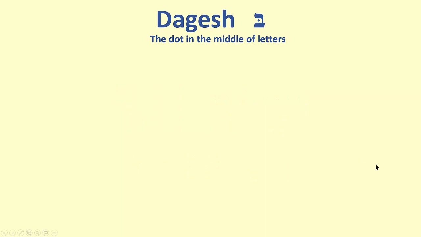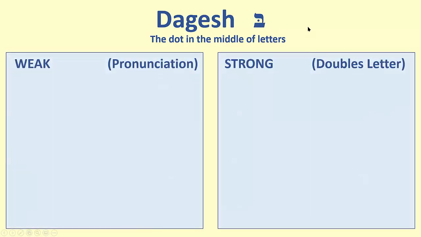This lesson will start with Dagesh. Remember, Dagesh is a dot in the middle of a letter. There are actually two kinds of Dagesh. A weak Dagesh does nothing more than change the pronunciation of a letter. A strong Dagesh grammatically doubles a letter.